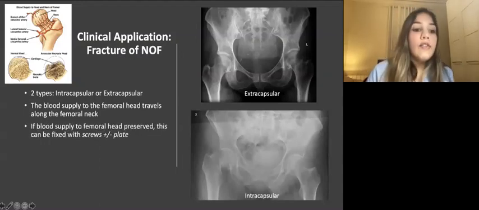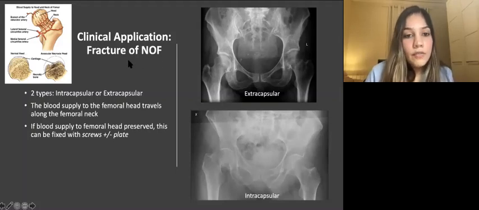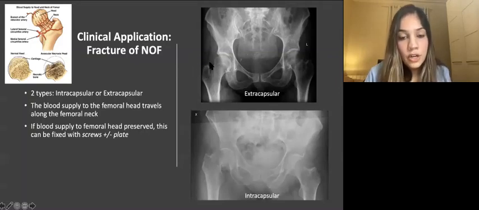So if blood supply to the femoral head is preserved, a general rule of thumb: if the fracture happens outside the capsule, in the extracapsular region, it does not disrupt the blood supply to the femoral head. It's primarily if the fracture happens in the intracapsular region, through the intertrochanteric line, that you get disruption of the blood supply.